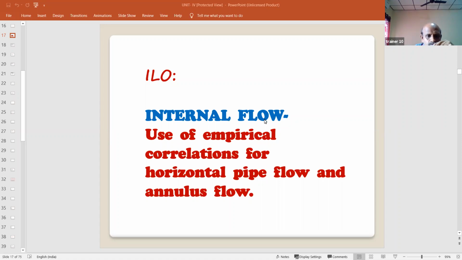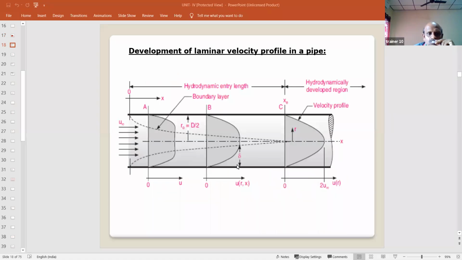Now we will study how the boundary layers are formed in the case of internal flows. That means in the case of horizontal pipe flows, whether laminar or turbulent, how it will take place. If you see this diagram, here we are considering a horizontal pipe, which has some diameter. Through the horizontal pipe, we are flowing some fluid with some velocity, let us say u infinity or u, whatever it may be.